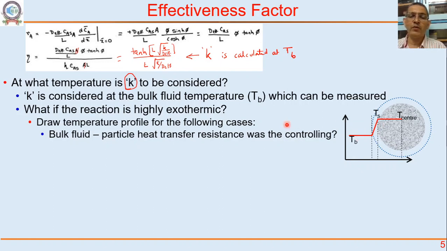So you see now, if we calculate K based on bulk temperature, but reaction is actually happening at a temperature higher than the bulk temperature, reaction happens at temperature greater than bulk temperature. What does that mean?